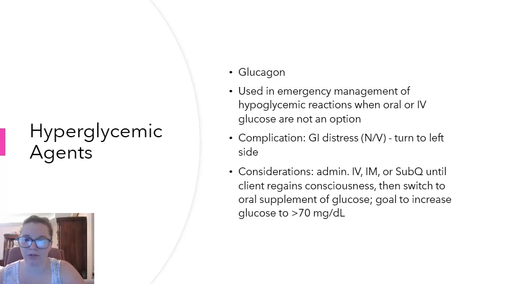Okay, so hyperglycemic agents, these are used in the emergency management of hypoglycemic episodes when oral or IV glucose is not an option. So remember, on the previous slide we talked about hypoglycemia and how to treat it for conscious and unconscious patients. If you are unable to give those glucose tablets or give it IV or IM, we can give glucagon. Glucagon is usually given IM. It can be given IV or sub-Q. I've usually seen it as an IM option.